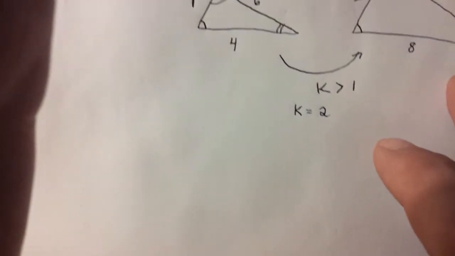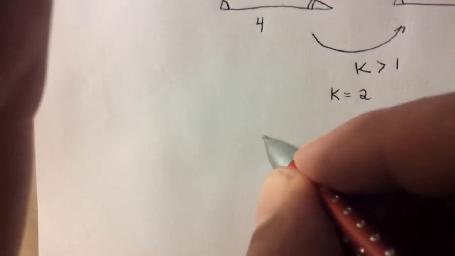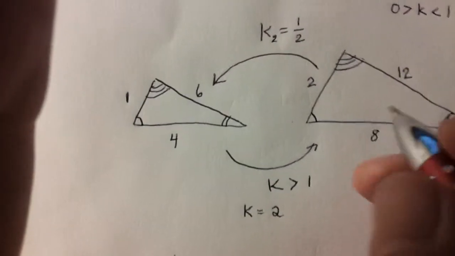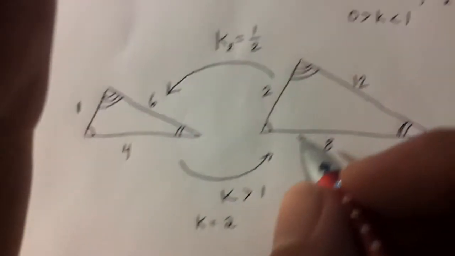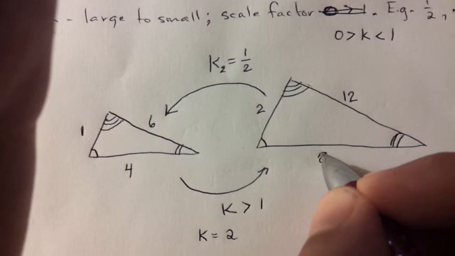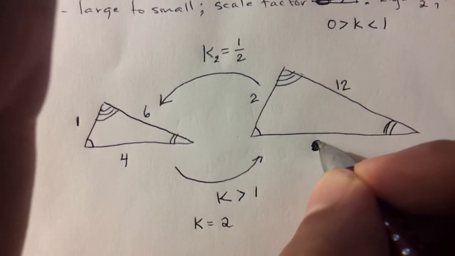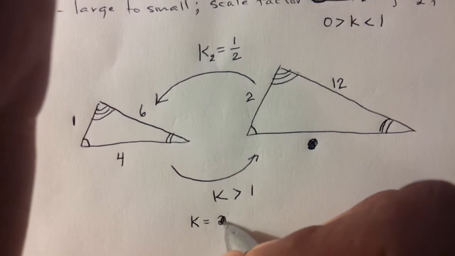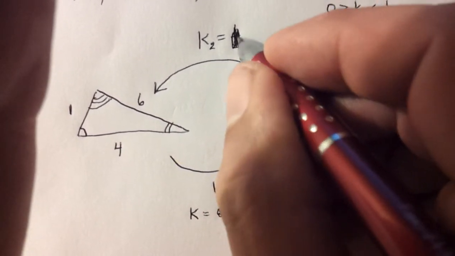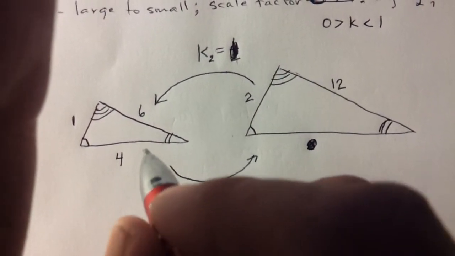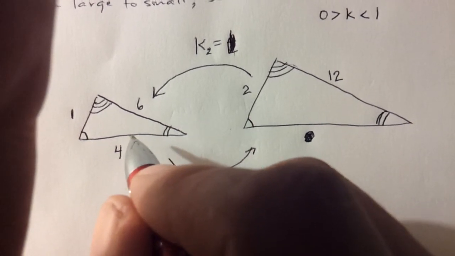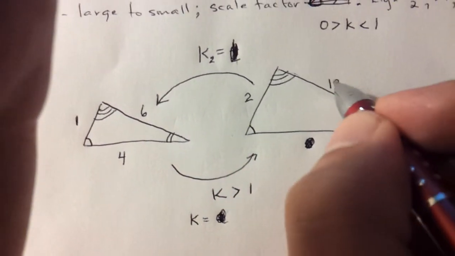Now, let's say that we didn't know some of the things. Let's say that all we were given on this triangle is, let's see, let's say that we weren't given that, and let's say that we weren't given the scale factors. And let's say that I also didn't have the 12.